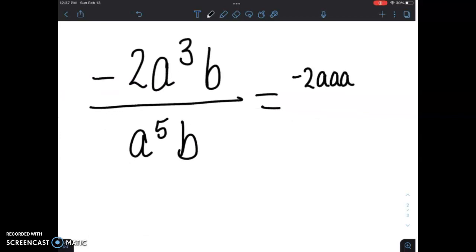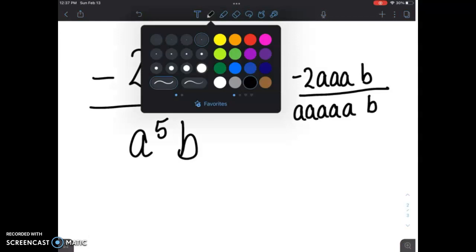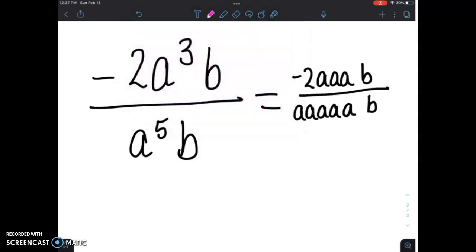-2, 3 a's and a b over 5 a's and a b. And so for this one here, -2, that doesn't simplify with anything because the only number in the denominator is a 1, that kind of invisible 1 right there. And so we can go ahead and just cross out our a's. That's 1. Anything divided by itself is 1. So these are all turning into 1.